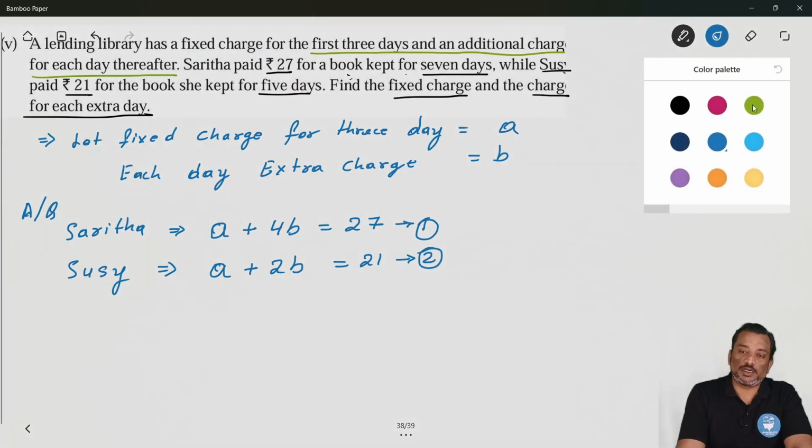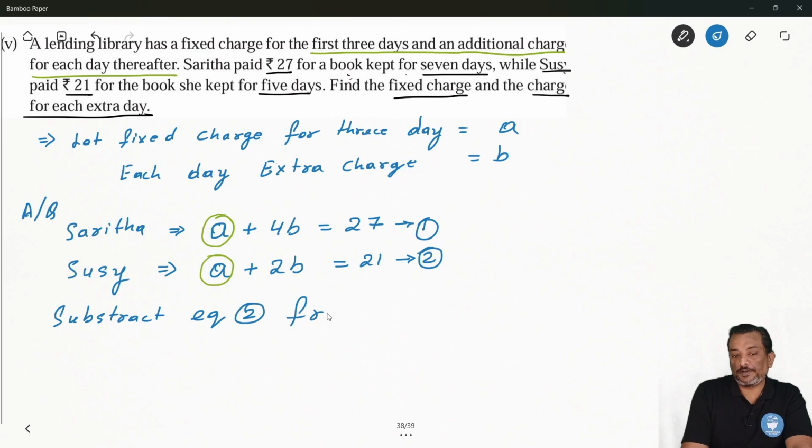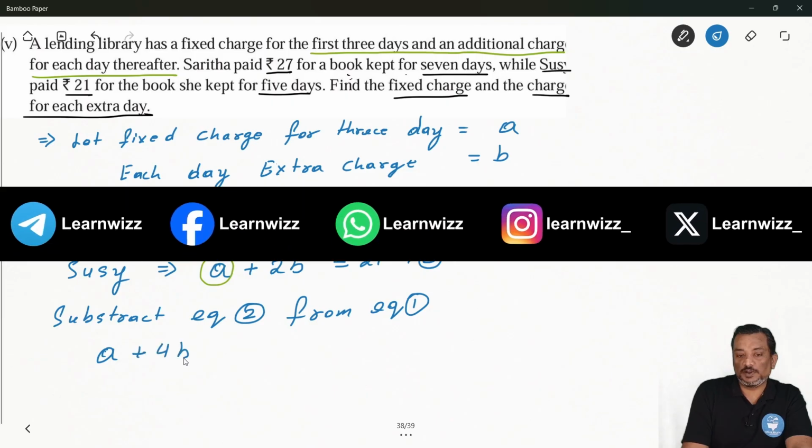अब हमें इसको सॉल्व करना एलिमिनेशन मेथड. तो अब देखो सिंपल, A दोनों में सेम है, दोनों में A का कोफिशिएंट सेम है, तो हम डायरेक्टली क्या कर देंगे? ओके, सब्ट्रैक्ट equation 2 from equation 1. ओके, ठीक है. तो equation 2 को हम लोग equation 1 से. So equation 1 you have A plus 4B is equal to 27. Okay, and equation 2 is equal to A plus 2B is equal to 21.